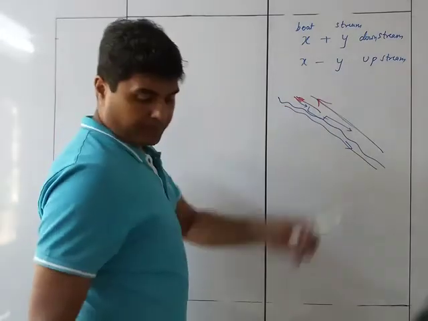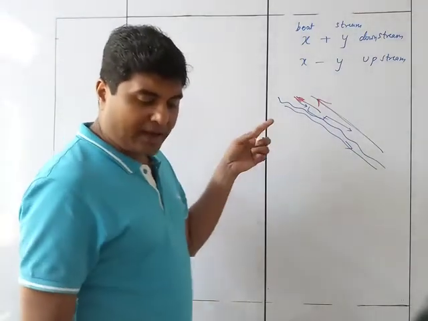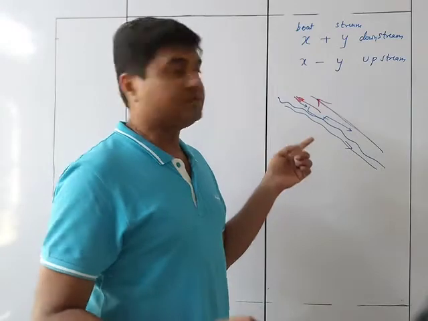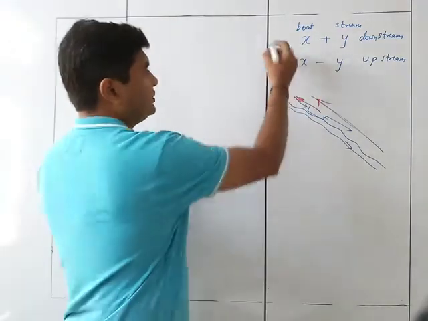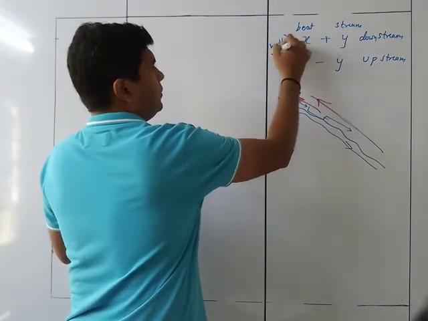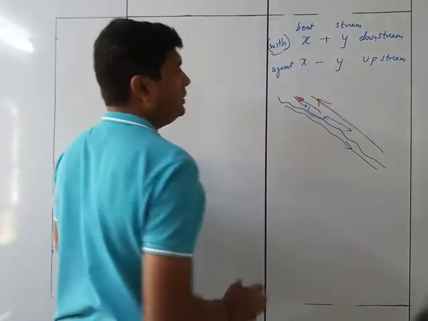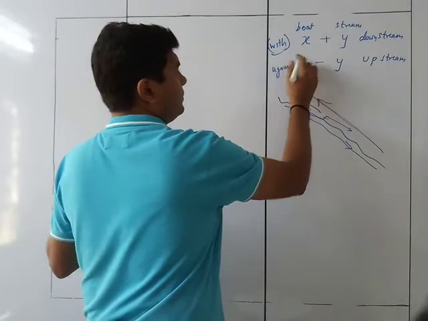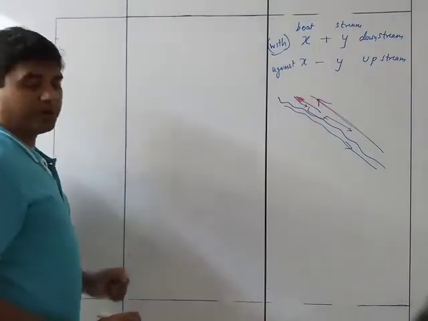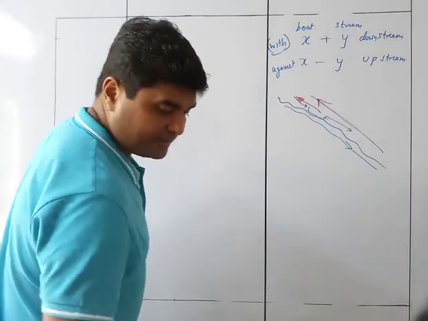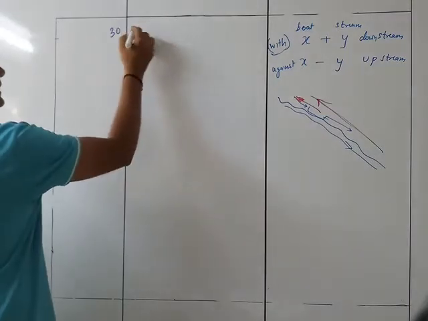Now downstream, here they are given as with the current and against the current. With the current means downstream. So this is with the current and this is against. This is the basic concept of this particular question. So let's see the question first. Question 30.